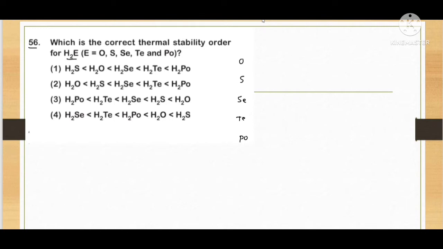We know that there is a relation between thermal stability and bond dissociation energy. We know that bond dissociation energy, that means BDE, is directly proportional to thermal stability. If bond dissociation energy increases, then thermal stability also increases. There is a direct relation between bond dissociation energy and thermal stability.